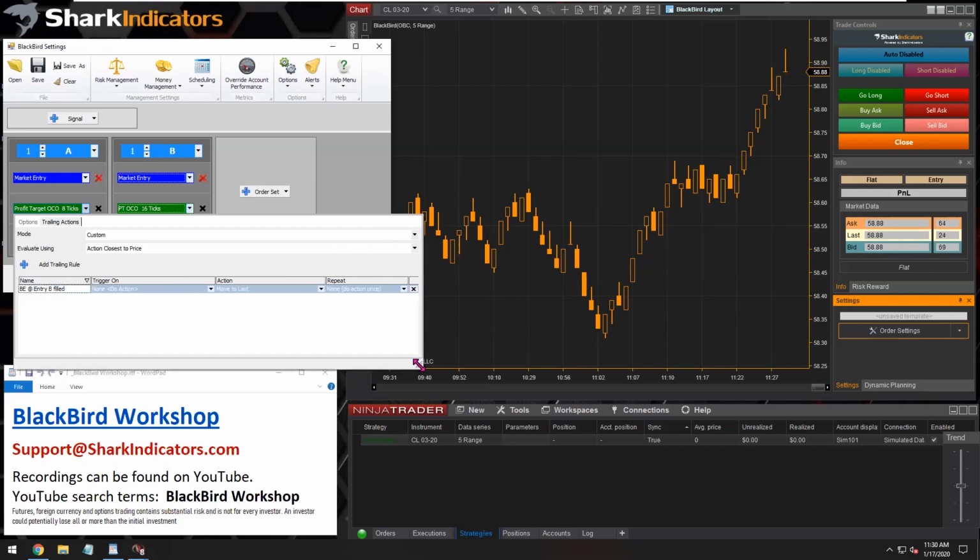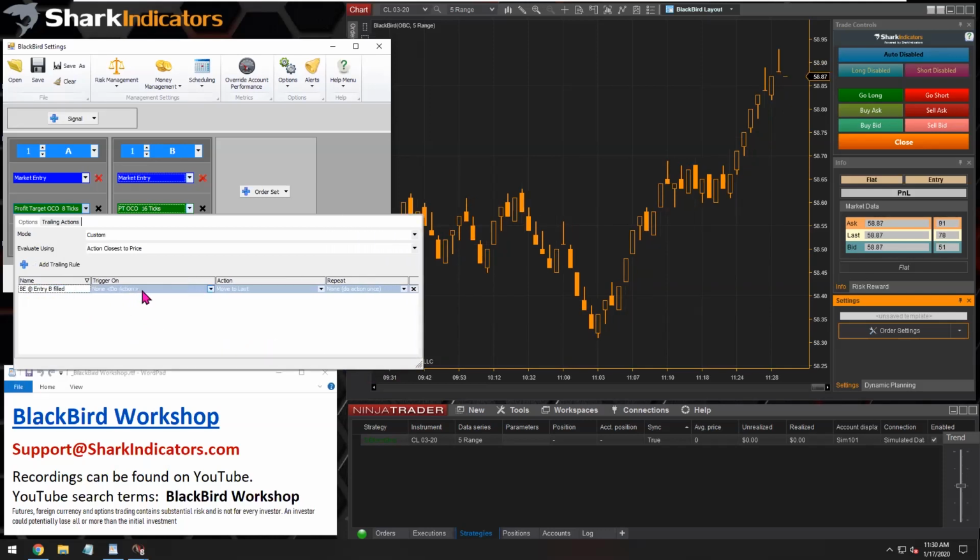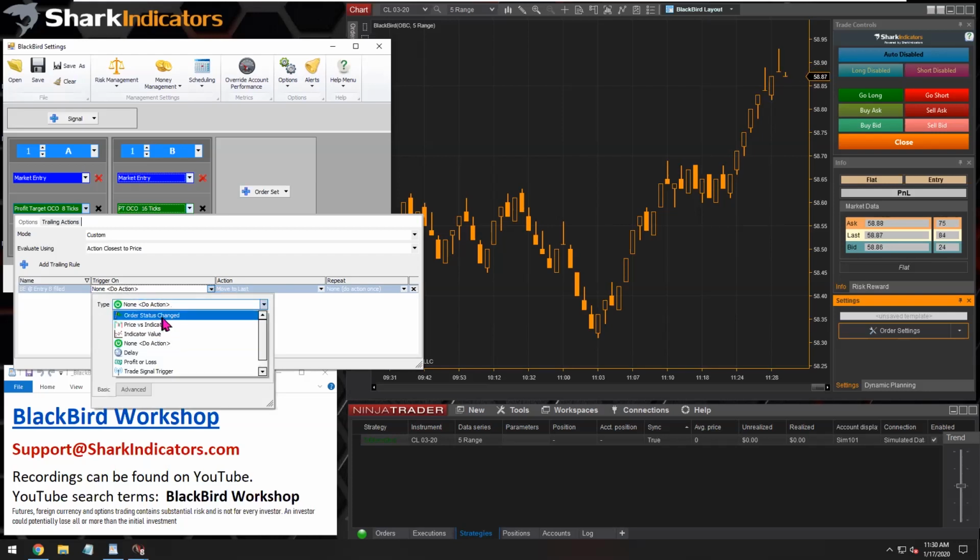So let me stretch this out a little bit. All right, so for the trigger, again we want to use the order status changed. And the order that we're looking at is B, the market entry, right? So if order B gets filled, that's our condition to move the profit target to break even. We could say any filled or all filled, whatever, but of course it's a market entry, so they're all going to get filled. So, all right, there we go.